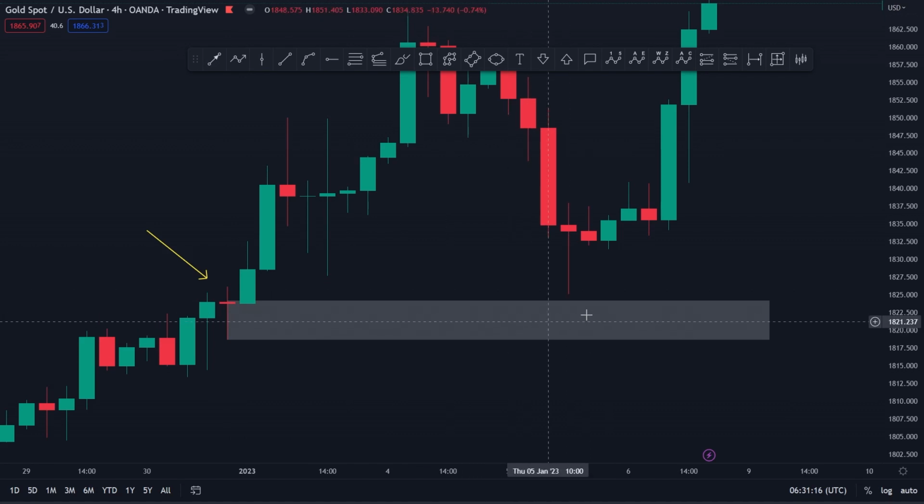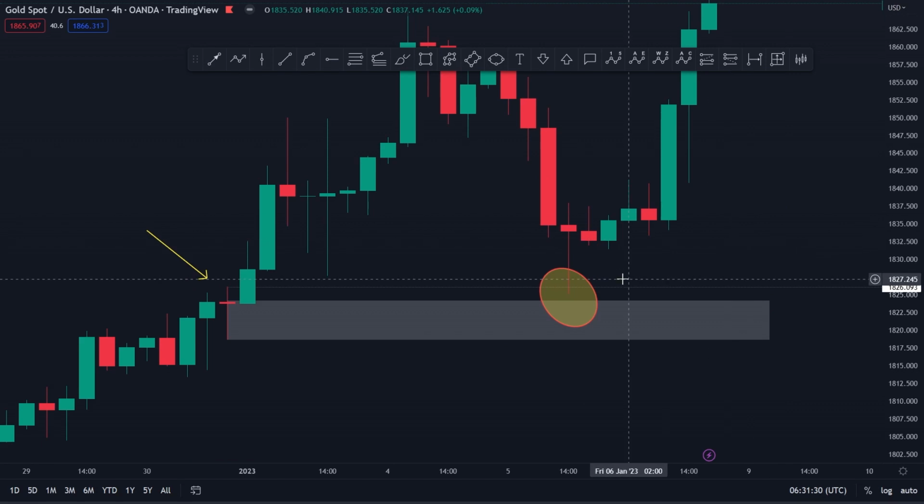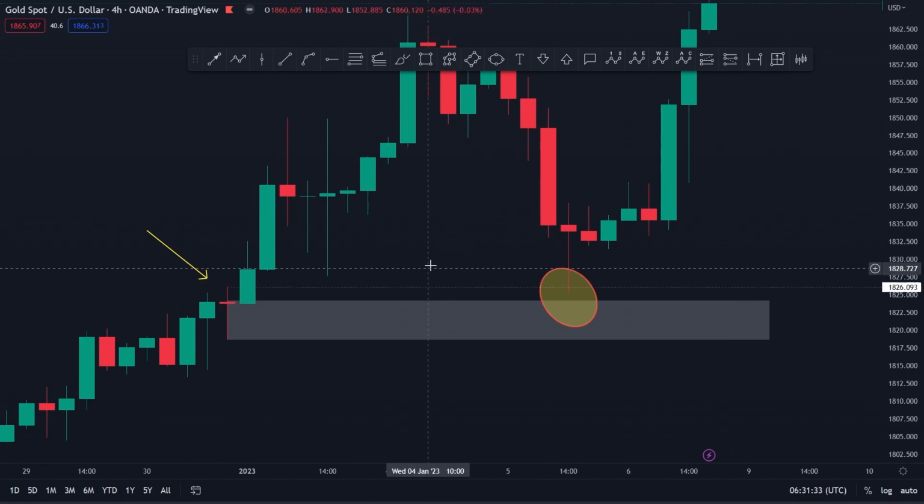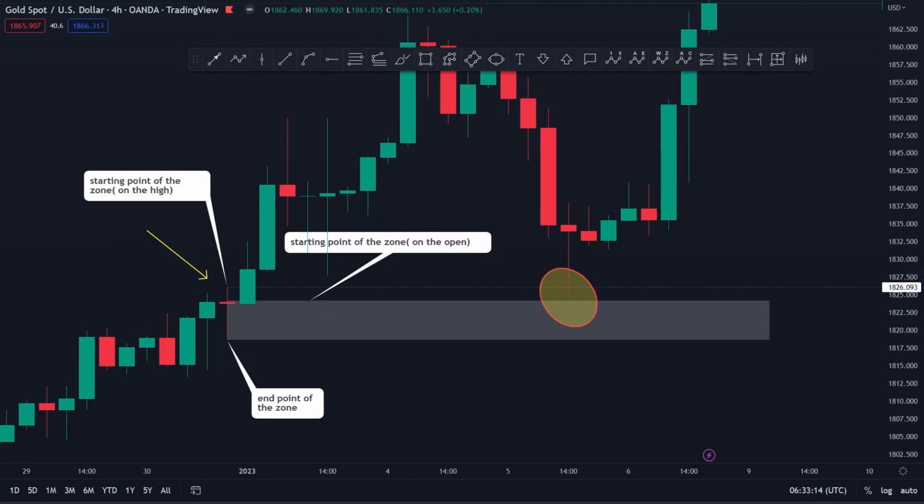But if you did something like this, that means you will be waiting for the market to come and touch here, which it never did. So you can also put a line here to note that this is the first starting point of the zone. Let me just do it. So from here we can see that we have the starting point, which is here at the high, and then we can draw the zone on the open, and then this is the end point, which is also our invalidation level, meaning we don't want to see price trading below this zone here.